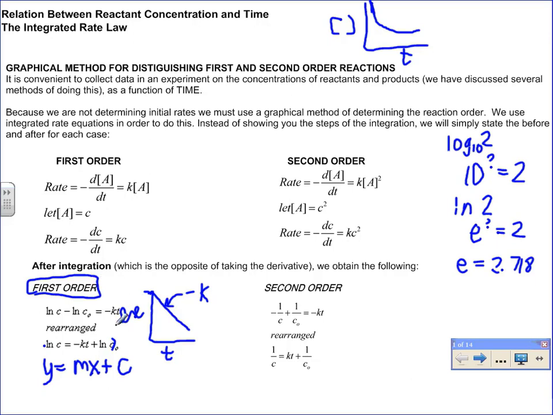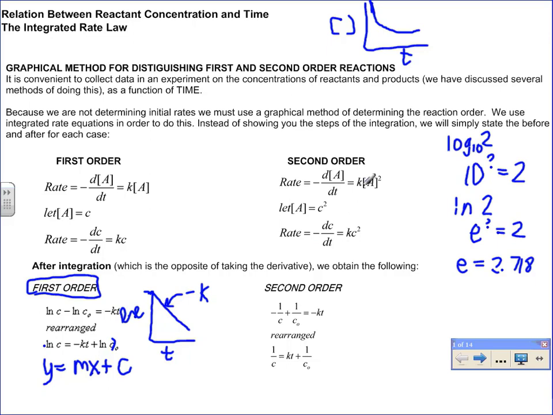So it's kind of like building this graph is a test for us. It's a test to see if the reaction is first order. If it does happen to be first order, we're also going to have the rate constant. And the rate constant is going to be the negative of the slope.